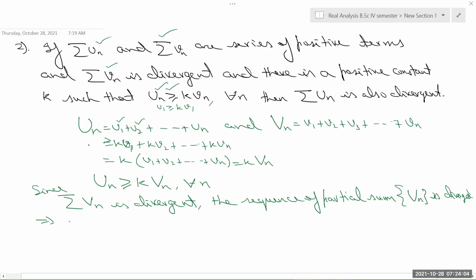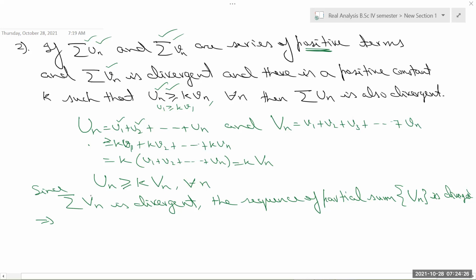This implies that each of the sequences of partial sums of this series and this one, since both are series of positive terms, will both be monotonically increasing, and any monotonically increasing sequence bounded above is always convergent.